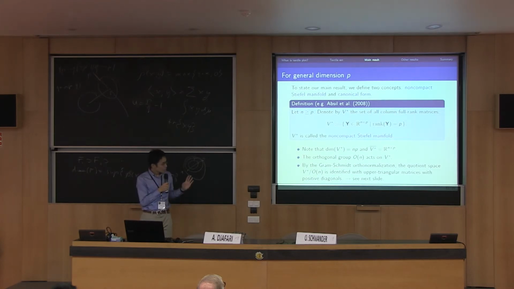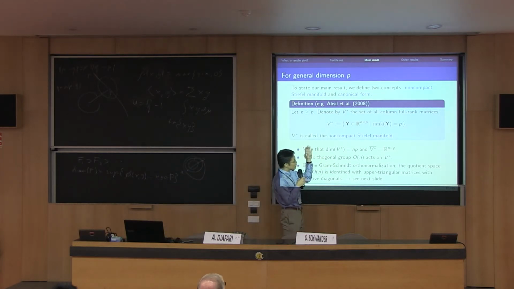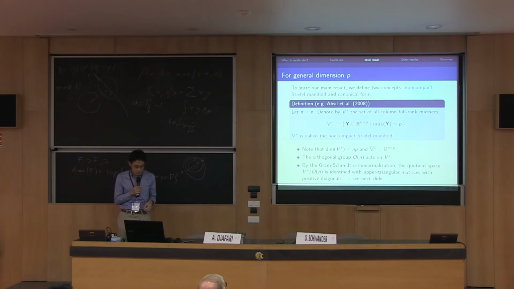And the orthogonal group naturally acts on V star, just multiply an orthogonal matrix from the left. By the Gram-Schmidt orthonormalization, the quotient space of the non-compact Stiefel manifold is identified with upper triangular matrices with positive diagonals.